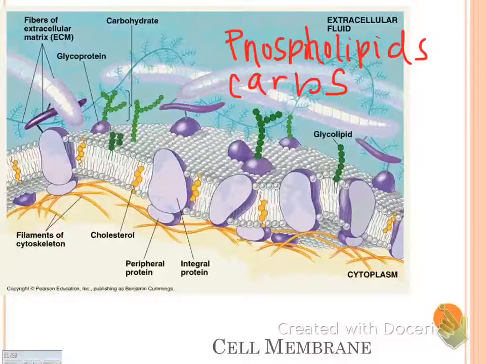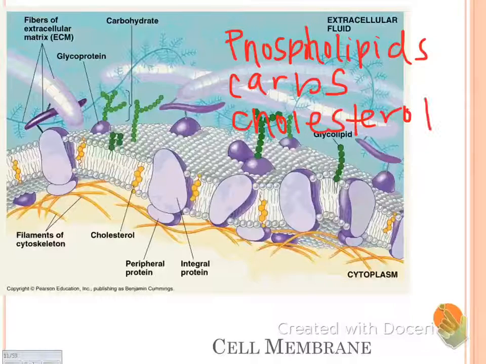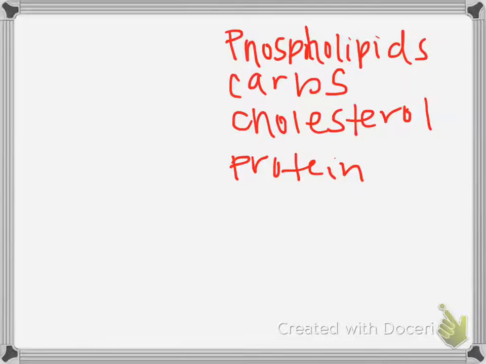Okay, what else? Phospholipids, carbs, cholesterol. What else? Proteins, like the big ones. Okay, so let's start at the top. Just a phospholipid. Tell me everything you know.